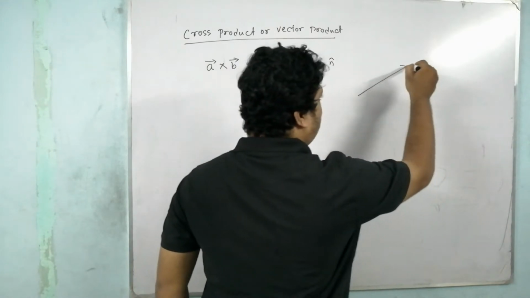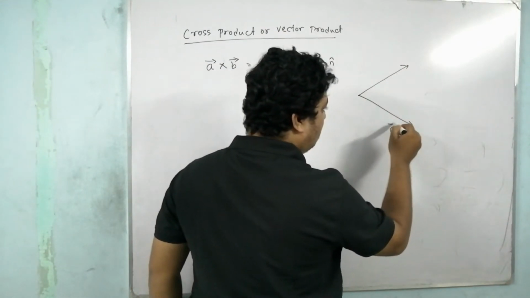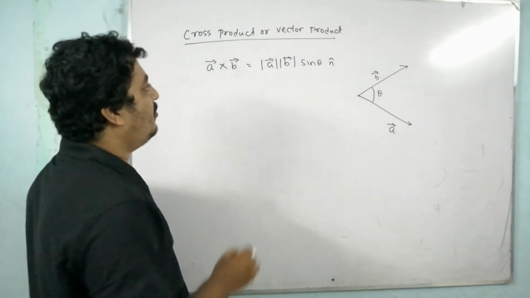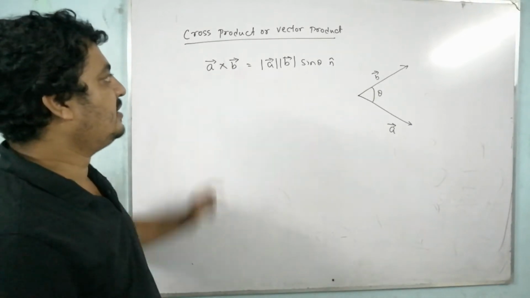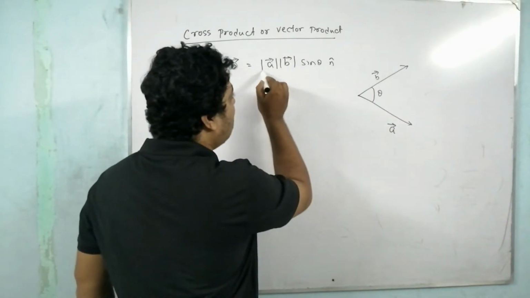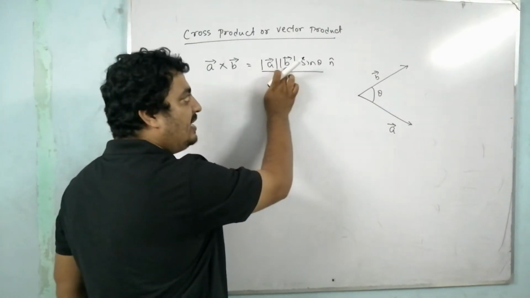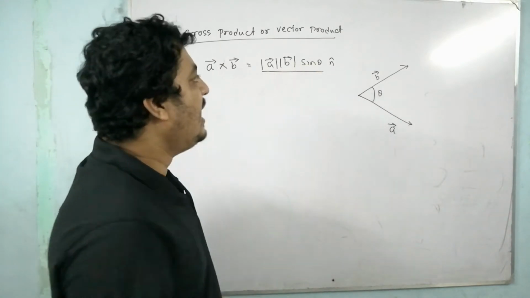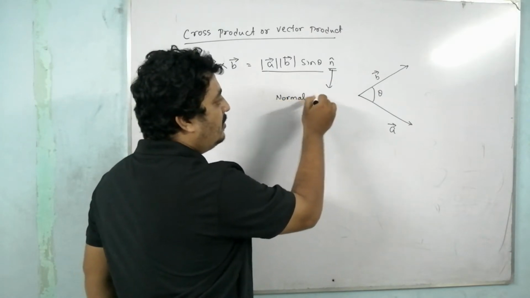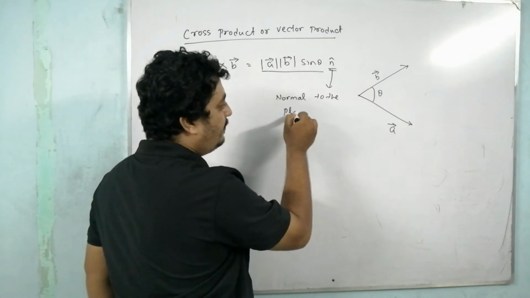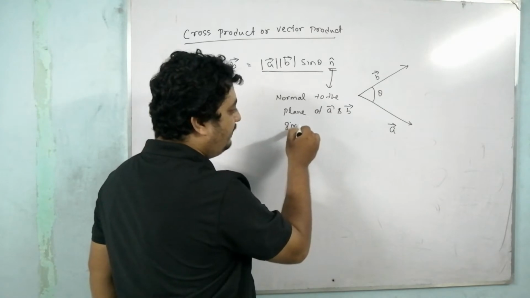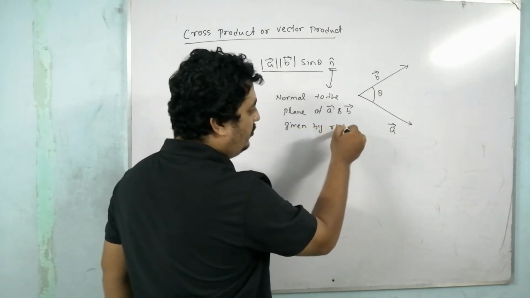So now check. Let there are two vectors. This is A, this is B. The angle between A and B is theta. Now when we find the cross product, then the cross product of two vectors is a vector. So it has a magnitude of A into magnitude of B into sine theta, and this n cap is along the normal to the plane of A and B given by right hand thumb rule.